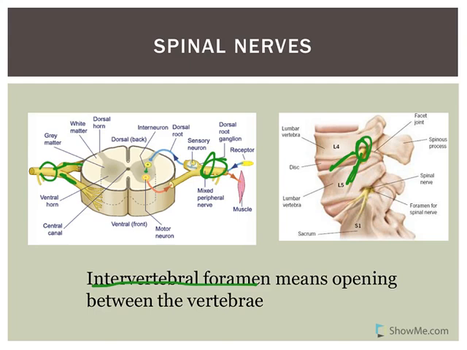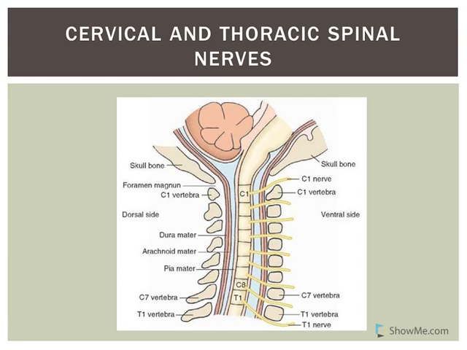And we'll be discussing this very shortly. The dorsal root is carrying sensory information. The ventral root is carrying motor information. And when the two come together, that is your spinal nerve. And that's what comes out between those intervertebral foramen.